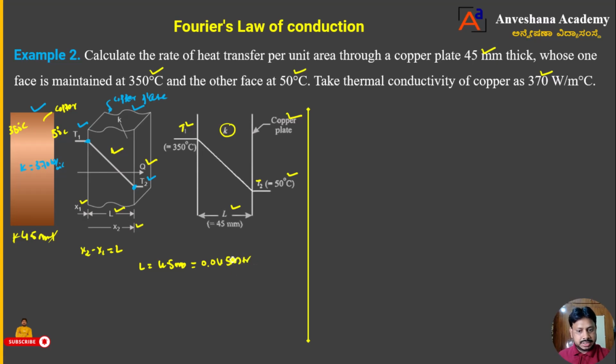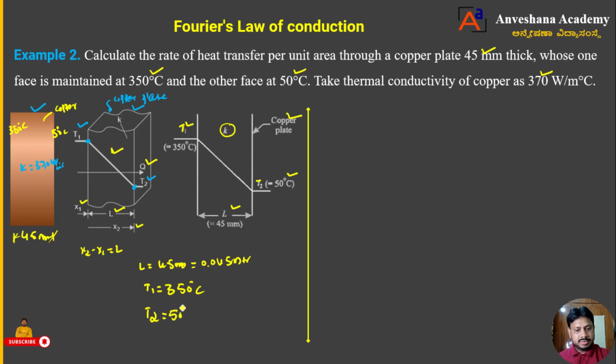Okay, fine. Next he has given one face maintained at 350 degrees Celsius. I already marked here the temperature, which I will mark as T1. T1 is equal to 350 degrees Celsius, dear students. Or you can convert it into Kelvin also. But thermal conductivity has been given in terms of watt per meter degree Celsius. So therefore I will not convert this degree Celsius into Kelvin. I will keep it as it is. Okay. The next, T2 is equal to how much he has given?